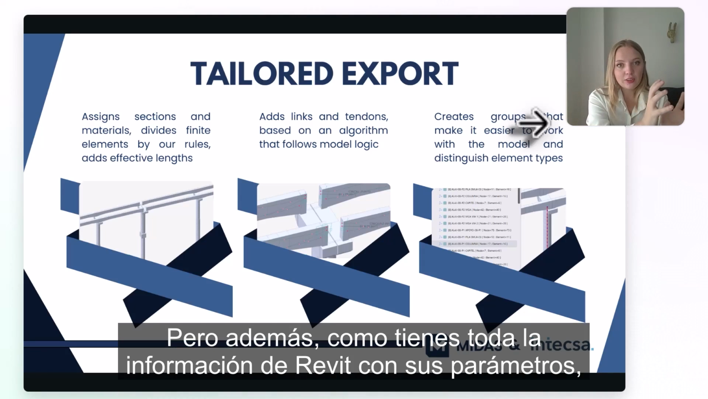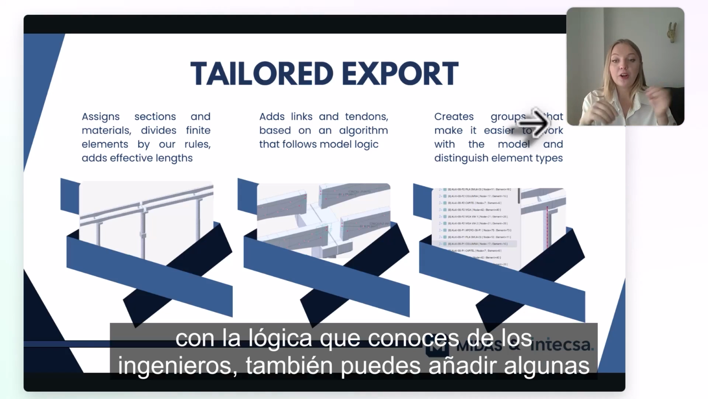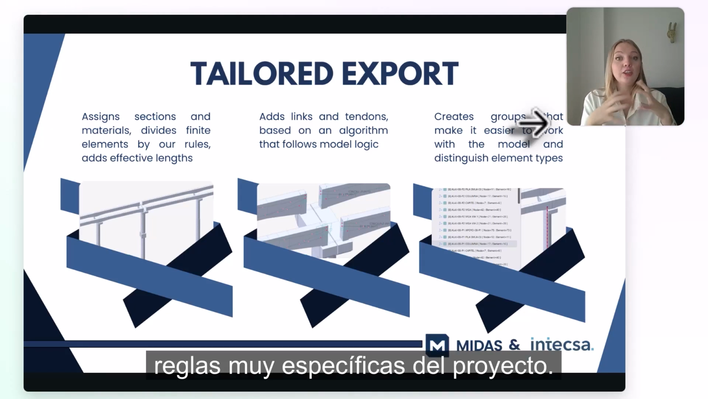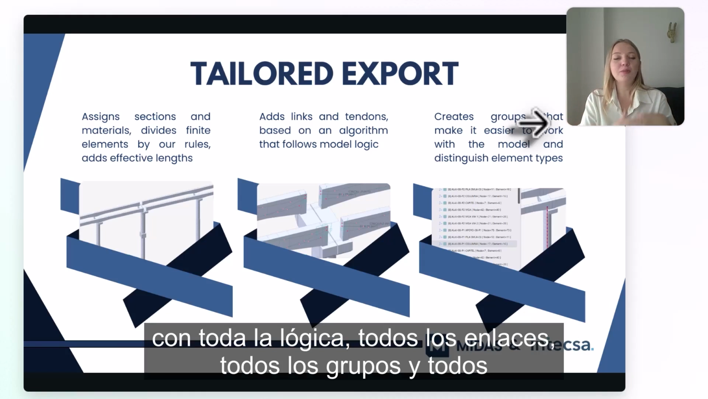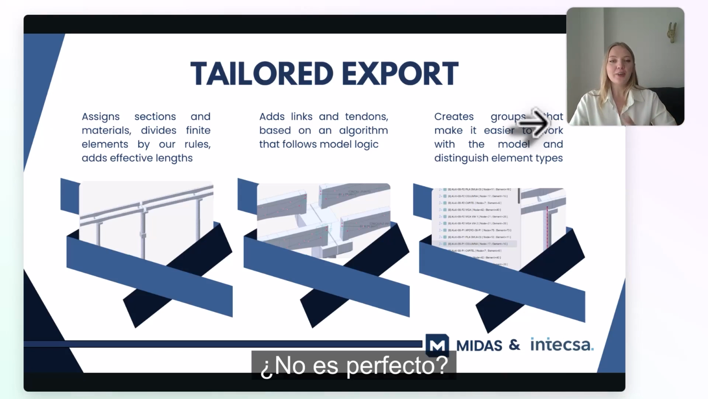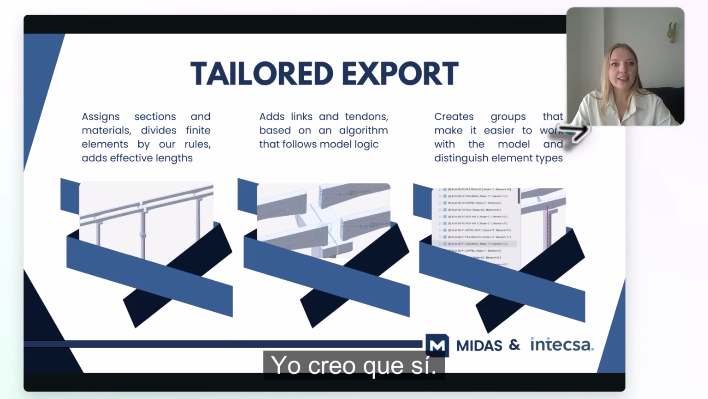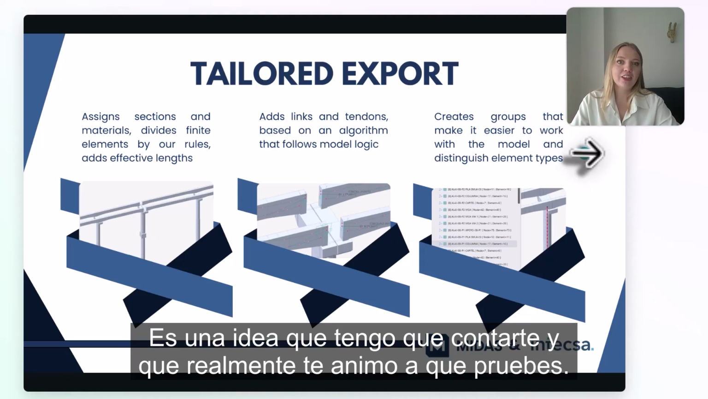So the idea: you take the model, let's say from Revit, you send the geometry, but as you have all the information from Revit with its parameters, with the logic that you know from the engineers, you also can additionally add some very project-specific rules to that. And then you have the model totally exported, not just with the geometry, but with all the logic, all the links, all the groups, all the tendons already added. Isn't it perfect? I think it is. So this is an idea that I have to tell you and really encourage you to try.